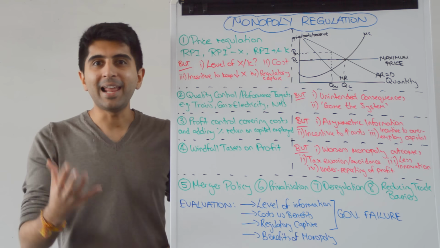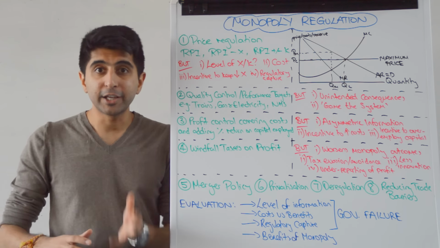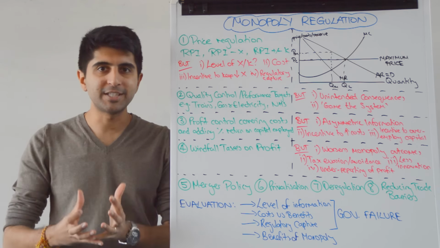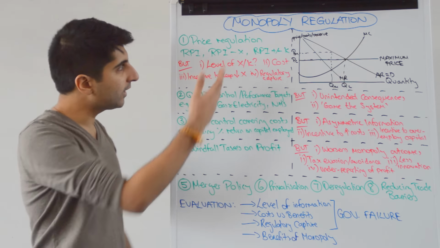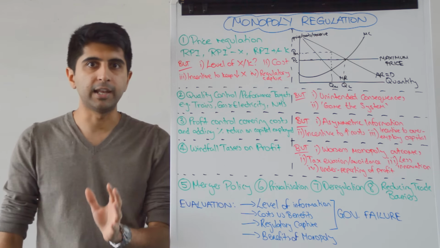Hi everybody, in this video let's consider different ways in which competition authorities can regulate monopolies to promote more competitive outcomes and to protect the public interest. Well, let's get going straight away by looking at maybe the most common approach, which is price regulation.